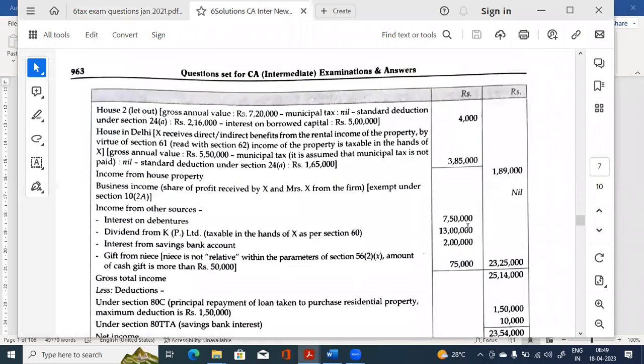Now, that is why this 13 lakhs is coming back. Then interest on savings account, anyway, it will be taxed. Gift from niece. Now, unless you know the definition, this is not a relative within the parameter of 15(2)(b), therefore 50,000 will be taxed as 75,000. That's how house property income, other sources, total. Now, what are the deductions? Let us see those deductions.